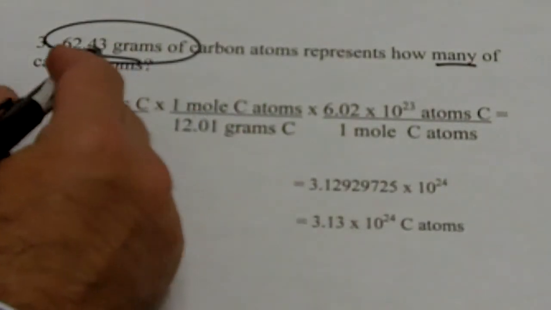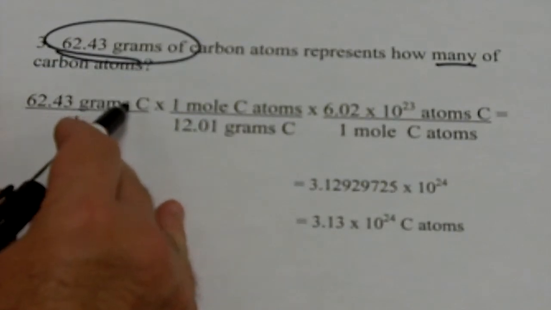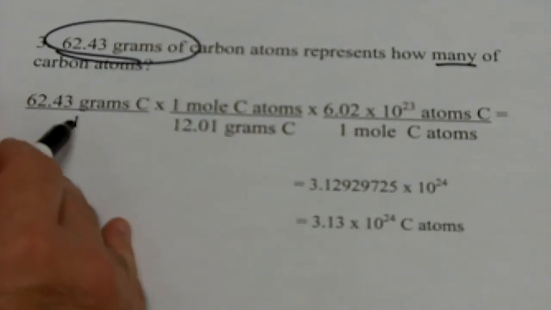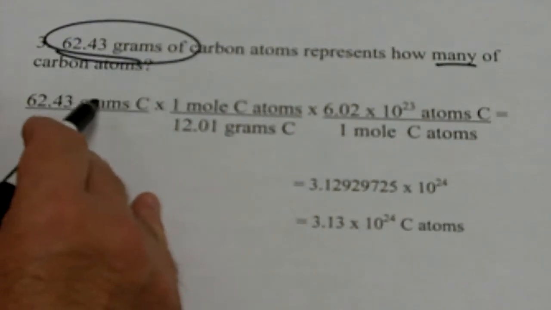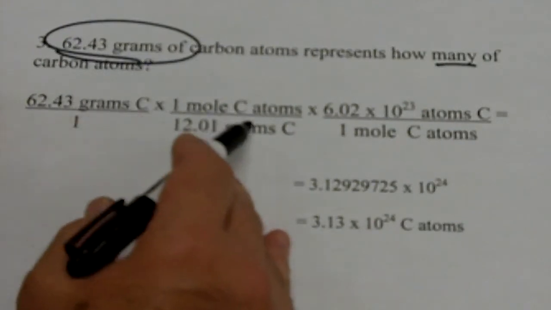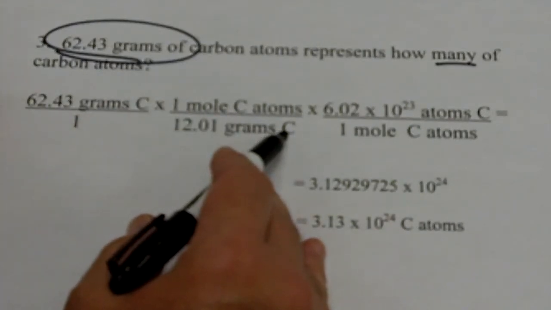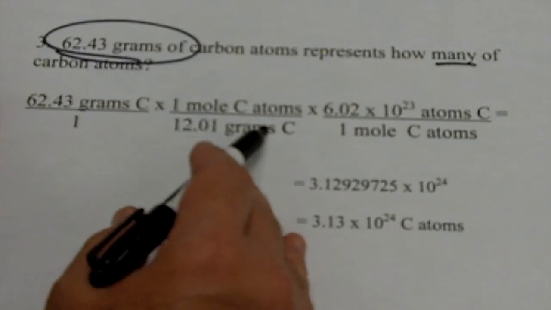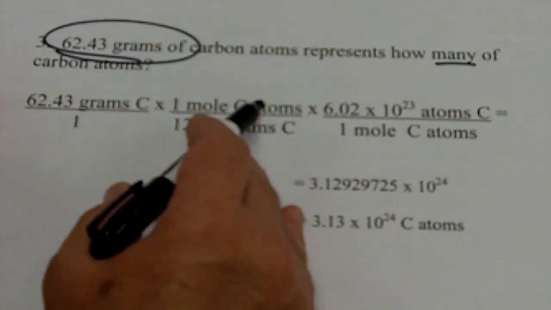So the first thing I'm going to do is take what I know and put it over 1. 62.43 grams of carbon over 1. That 1 holds the place. Times whatever unit is here goes here. So if there's grams of carbon here, grams of carbon goes right there. And whatever unit I want goes on top.